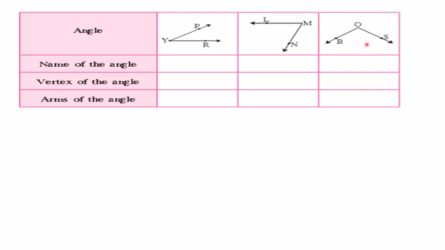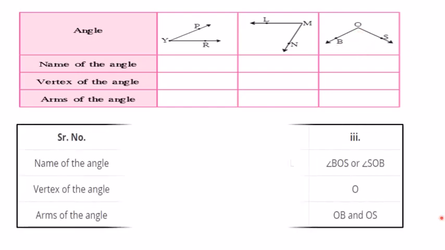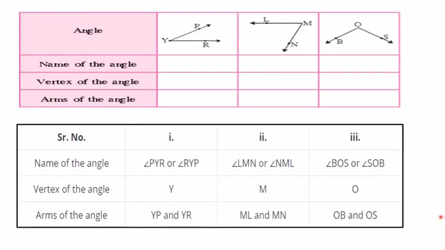Come to the third figure. What can be the name of this angle? That is angle BOS or angle SOB. What will be the vertex of this angle? Vertex will be O, because O joins two arms of this angle. And what are the two arms of the angle? So it is OB and OS. Here is the answer to this particular table.